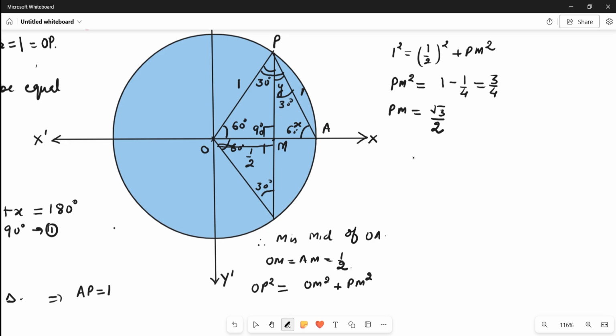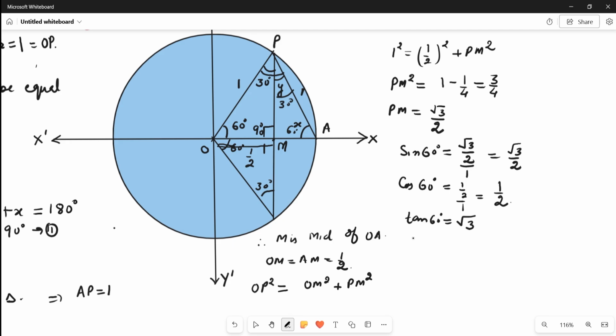Now we will find the values here. Sine 60 degrees is equal to PM upon hypotenuse. Hypotenuse is 1. So the value is root 3 upon 2. Now other T ratios, cos 60 degree is 1 upon 2 upon 1, base upon hypotenuse, which is equal to 1 upon 2. Next, tan 60 degree will be sine upon cos, means root 3.